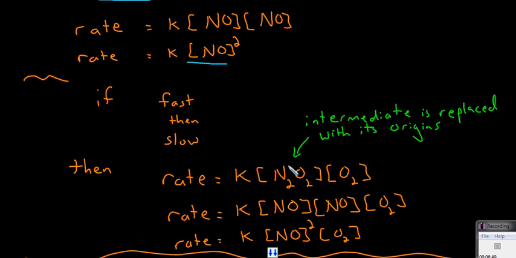as shown here. However, we cannot include intermediate concentrations in the rate laws. We don't know the concentrations of intermediates. We must replace these intermediates with their origins.